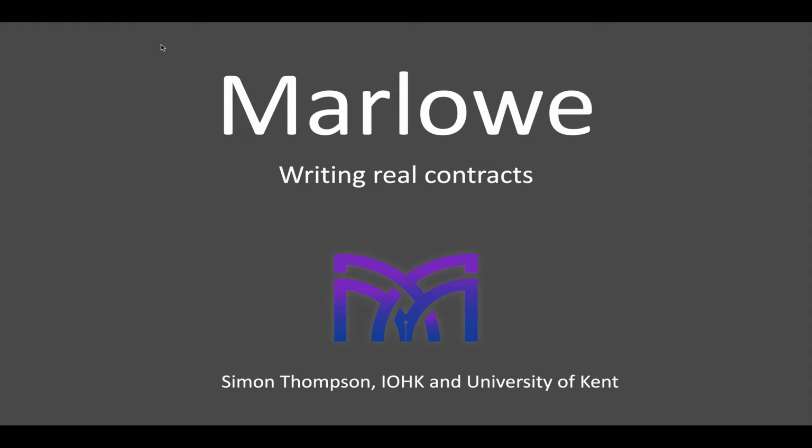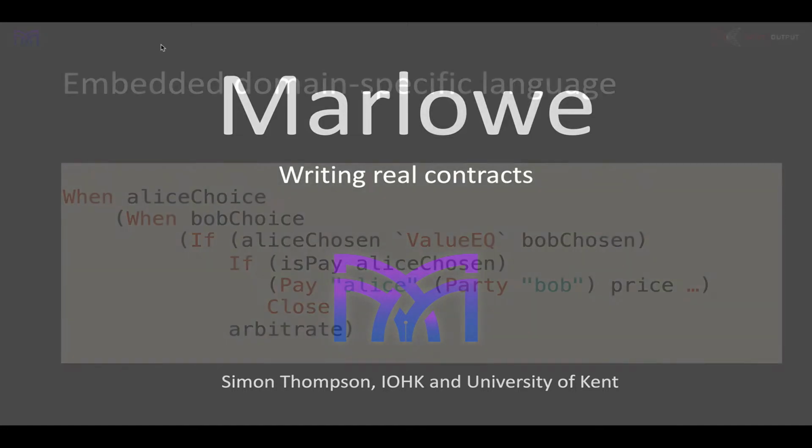In this video, I'd like to talk a bit about how we write contracts in practice using Marlowe. What we do is use the fact that Marlowe is embedded in Haskell to write abbreviations in Haskell, to write common functions and so on, which make the contracts more readable. So let's have a look at our escrow example.